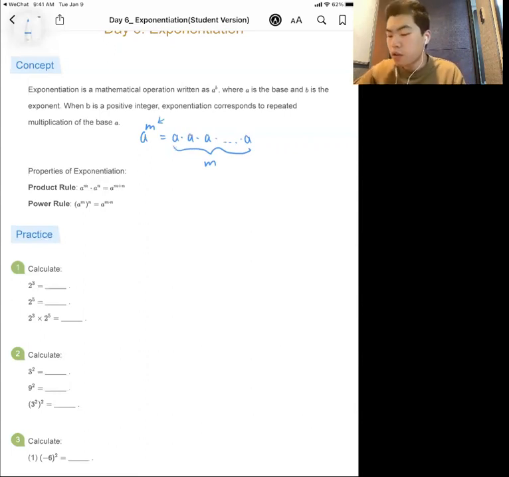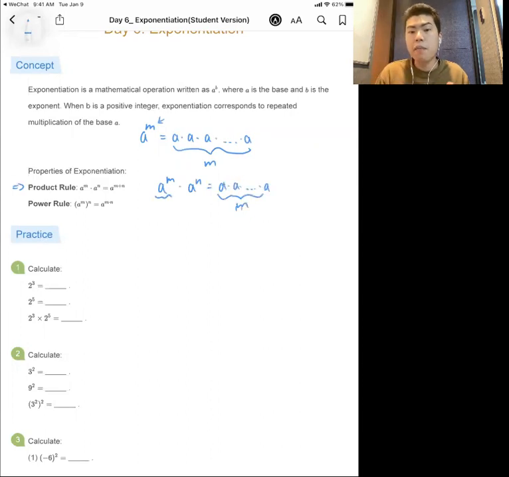Okay, so the first one is the product rule. Suppose I have a to the power of m times a to the power of n. What is the result? Why don't we start from the definition? From the first power, we know this is just a times dot dot dot times a, with m of a's. And then we multiply this by another power.